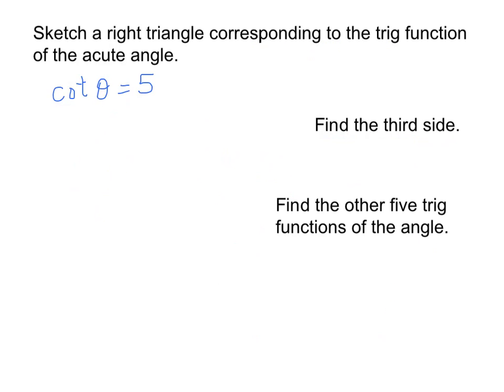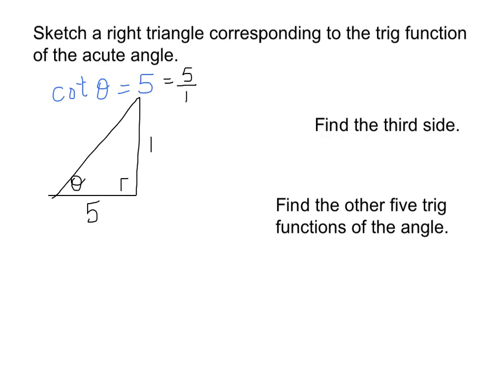Okay, here's another example. We're going to start with cotangent theta equals 5. And so once again, we're going to sketch a right triangle. This time my angle is theta. Cotangent is a reciprocal function, so this is really 5 over 1, right? So it's a reciprocal function to tangent, which is opposite over adjacent. So this is going to be adjacent over opposite.